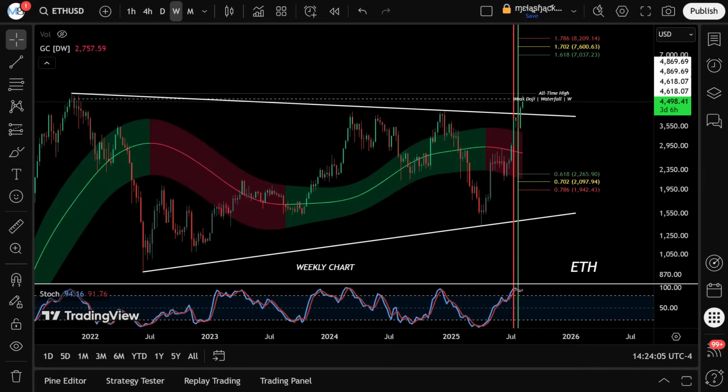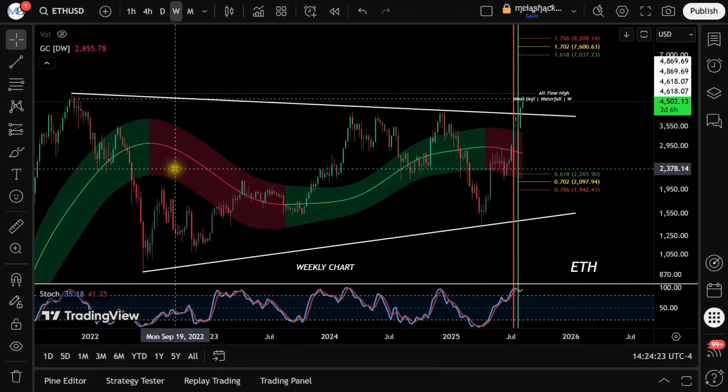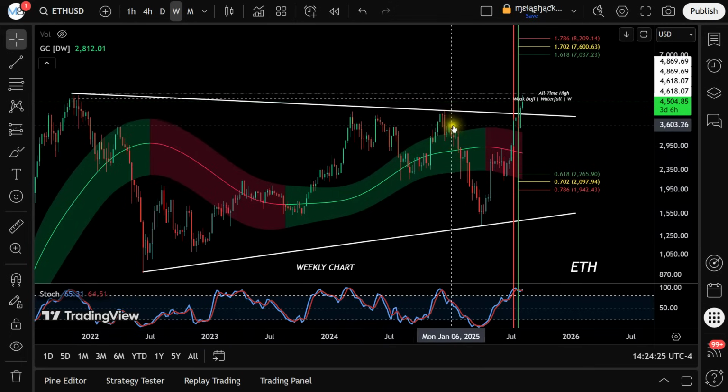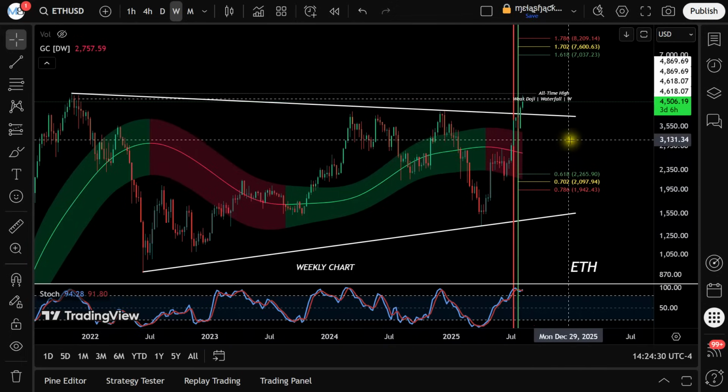Now, moving on to the Ethereum chart. This is the weekly chart. As many of you know, Ethereum has been on quite a tear lately. Ethereum has been trading within this nice wedge pattern for quite some time, with 2 points on the bottom, 2 points on the top, which we just recently broke through up above the upper trend line.